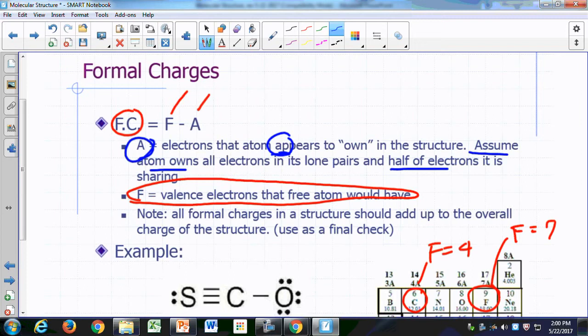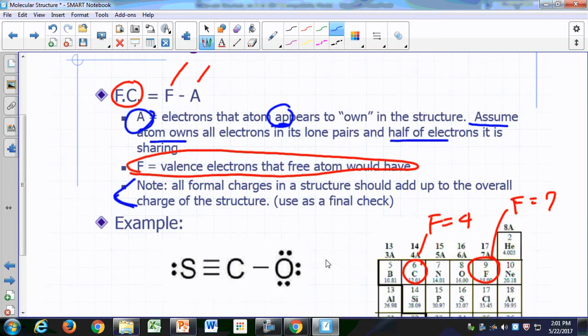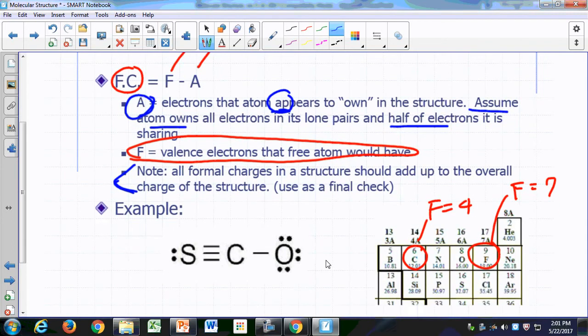One quick check you can do after you've calculated formal charges is to add them all up, to make sure that they add up to whatever the overall charge of the structure is. So if you have a molecule, all the formal charges in the structure you drew should add up to 0. If you have a polyatomic ion, they should add up to whatever the charge of the polyatomic ion is.